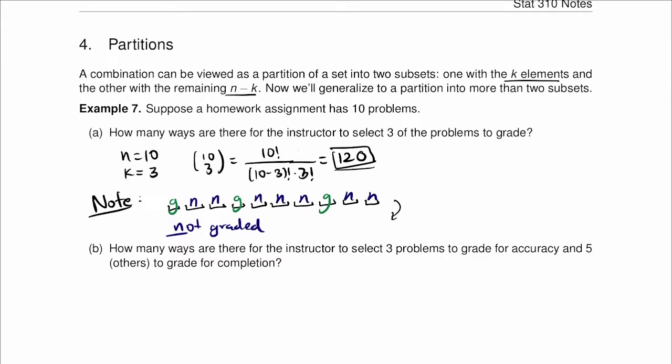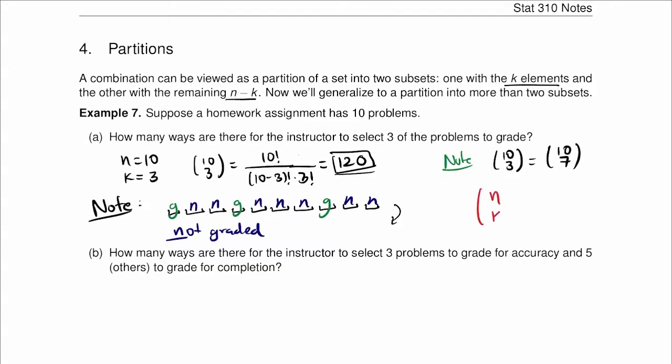So at the end, we know that if we pick 3 of them among 10, it's the same as picking just 7, because the selections are going to be the same. So we have actually that the formula n choose k is equal to n choose n minus k. You can check this on your own.